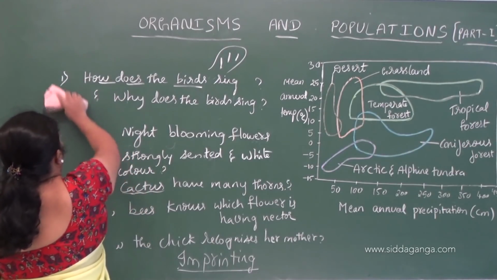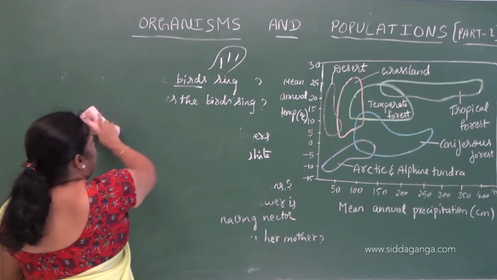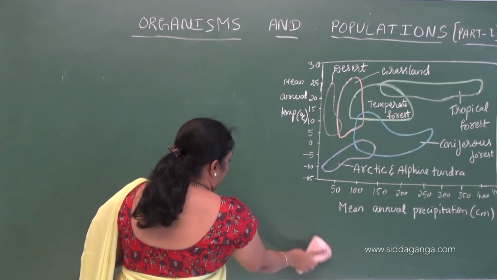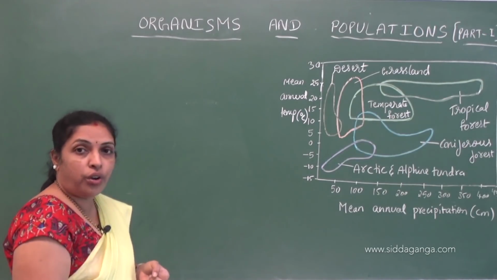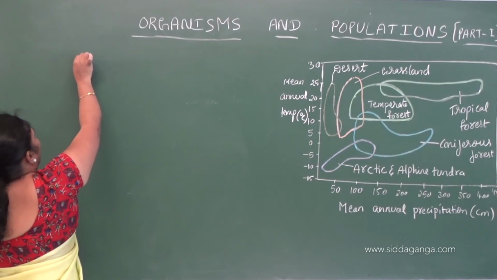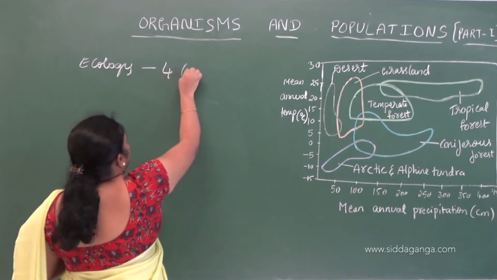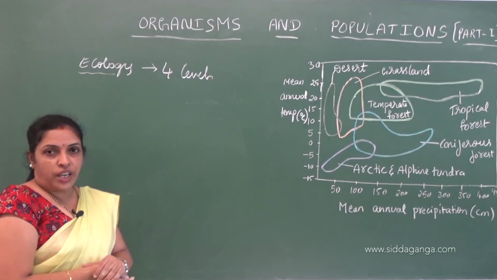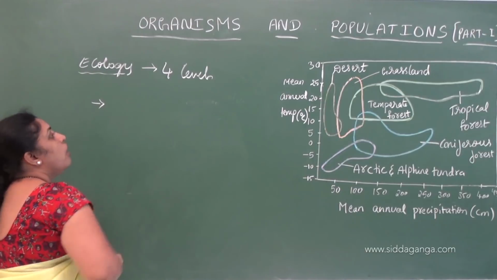So next we'll go with ecology. Ecology is a branch of biology which deals with the study of organisms and the interaction of organisms with their physical environment. Ecology has 4 levels of organization under the biological classification.